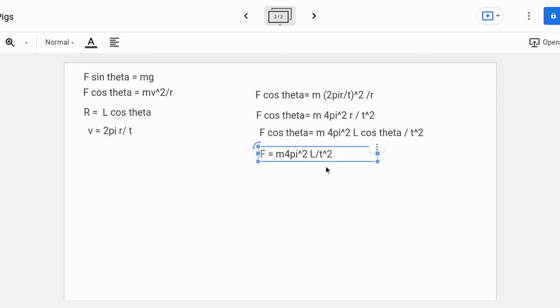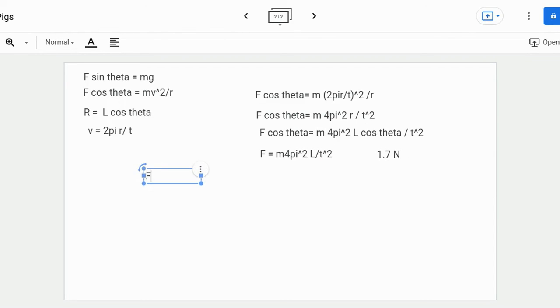And now you can see here that we have no more constants that we don't know. So we can solve for tension, plugging in our 0.155 for m. 4 pi squared is always the same, and L being 0.9, and T being 1.8. We can plug everything into a calculator, and that will give us that our tension is equal to about 1.7 newtons.